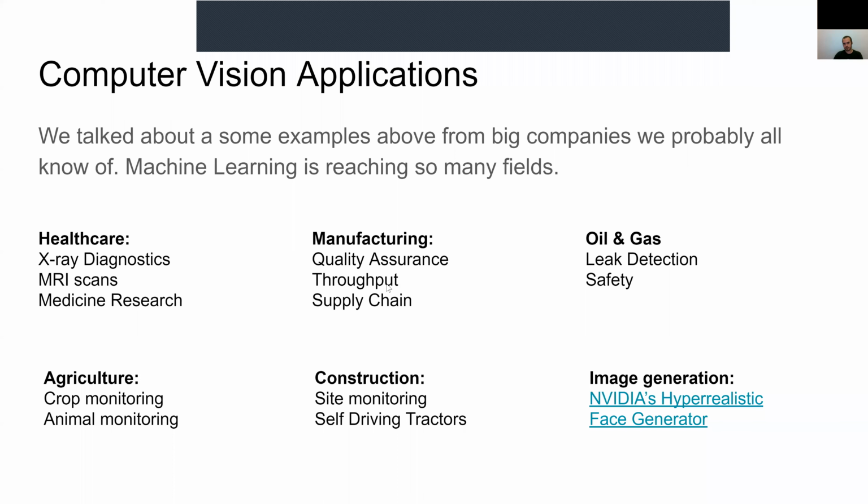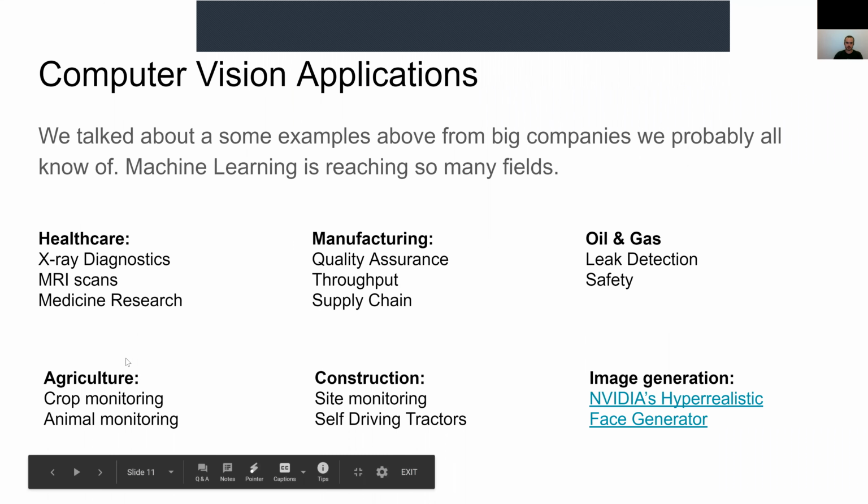You can monitor throughput and help with supply chain. Oil and gas industry: leak detection and worker safety. Agriculture: crop monitoring, animal monitoring. Construction: site monitoring, self-driving tractors, a lot of stuff around safety. And then image generation.